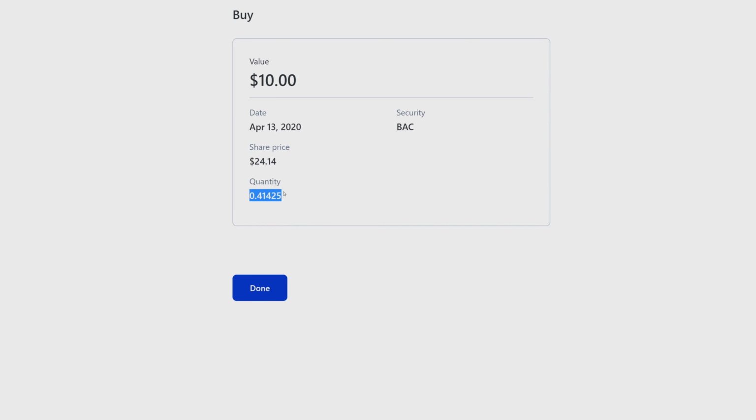But yeah, we almost bought one full share of, well, not one full share, but half of a share of Bank of America.